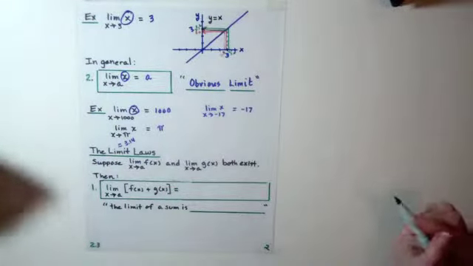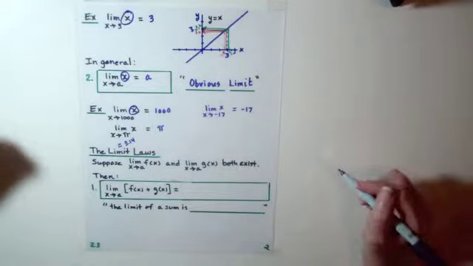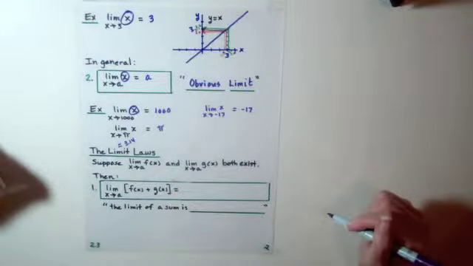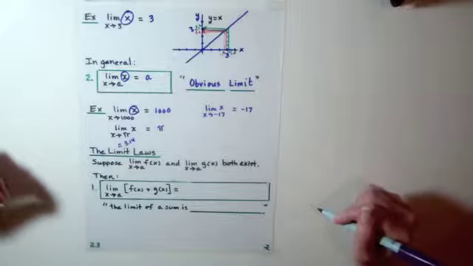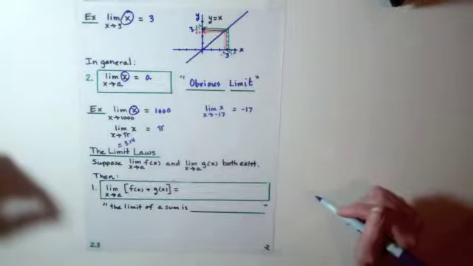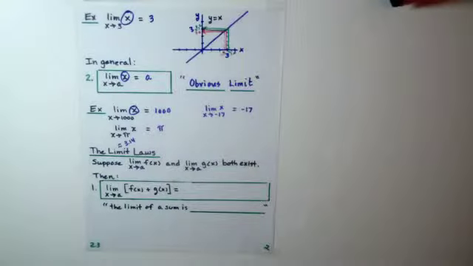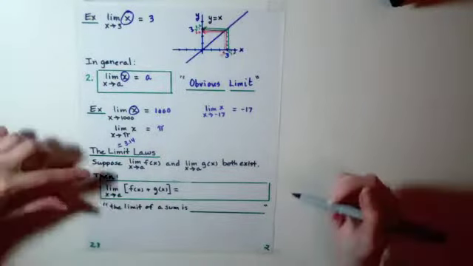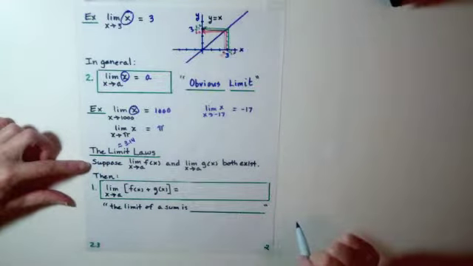Believe it or not, these two building block limits, along with the limit laws that we're about to learn, are enough to find the limit of all kinds of different algebraic functions. In fact, most algebraic functions. So let's start to look at some of our limit laws, and we'll use them in combination with these two building block limits that we just discussed.